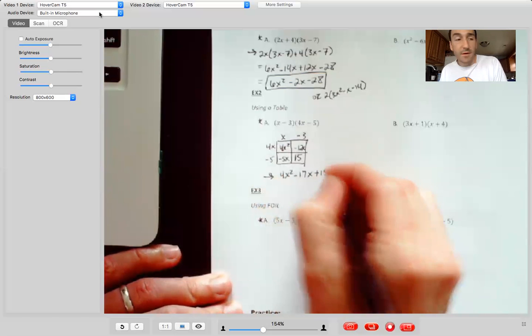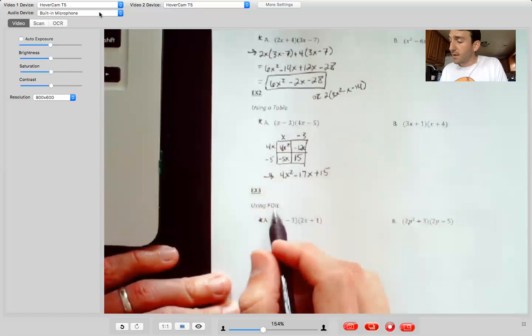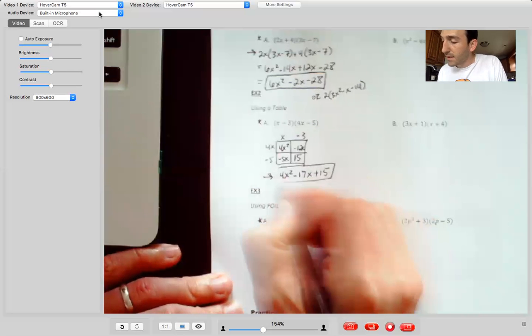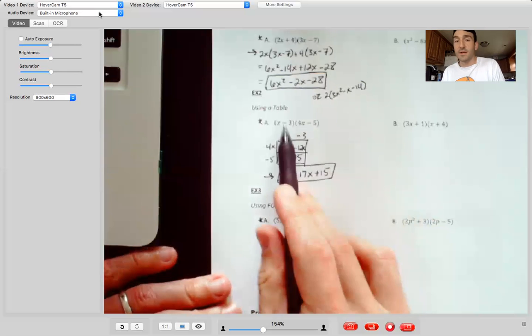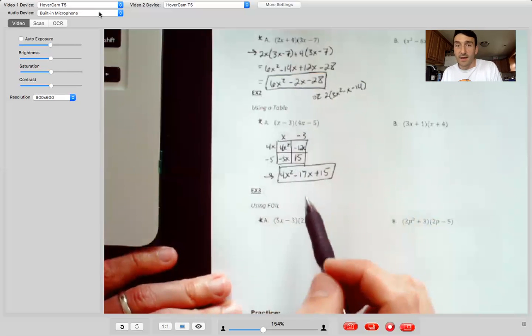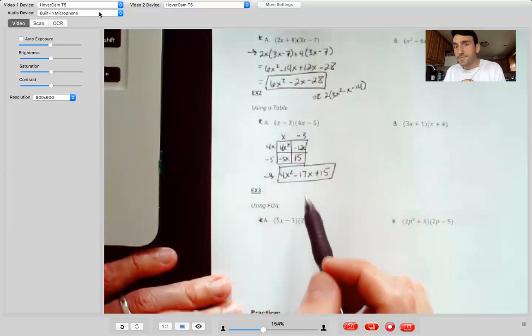There are no common factors with that trinomial, so it is what it is. You can't write it any other way. Well, other than x minus 3 times 4x minus 5. But that's a different lesson for a different day.